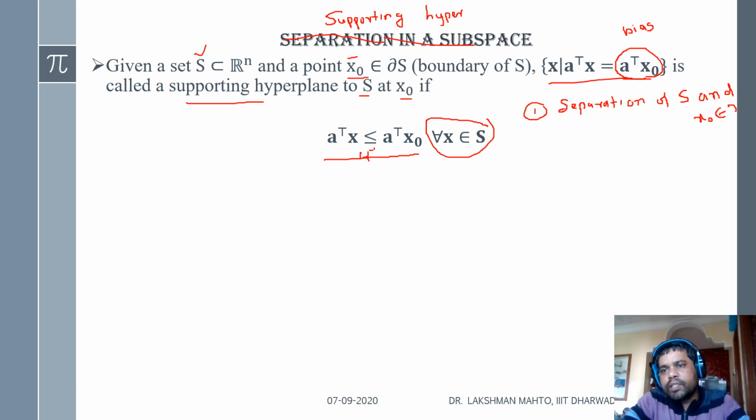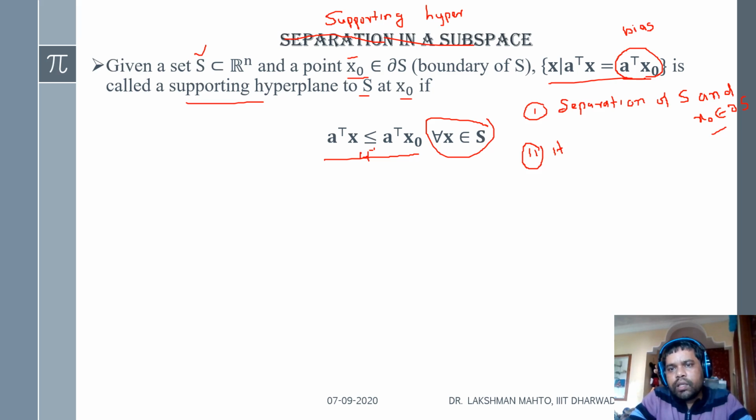Boundary point X naught. Remember that X naught is not an interior point of S, it is a boundary point. It must be on the boundary of the set S. If you take any set, definitely you will get a boundary. So it must be in the boundary of the set S. So the supporting hyperplane is talking about, first, the separation of the given set S and boundary point X naught. And second, it is talking about support.